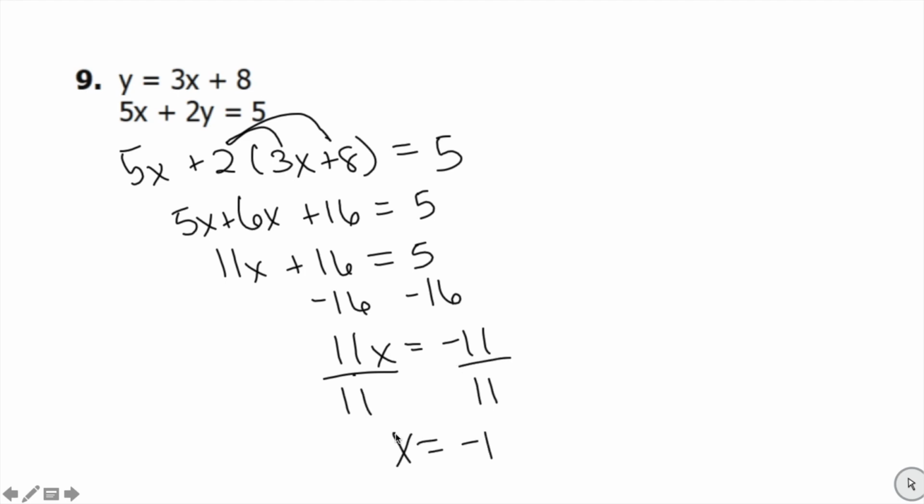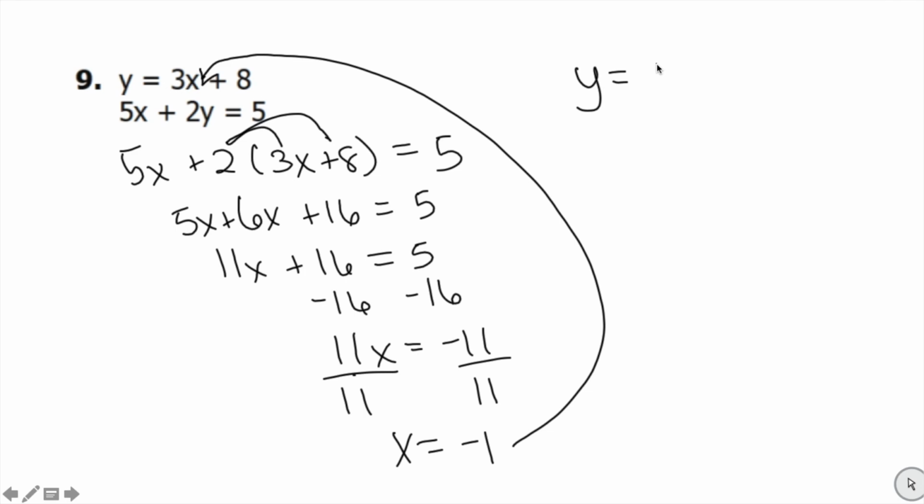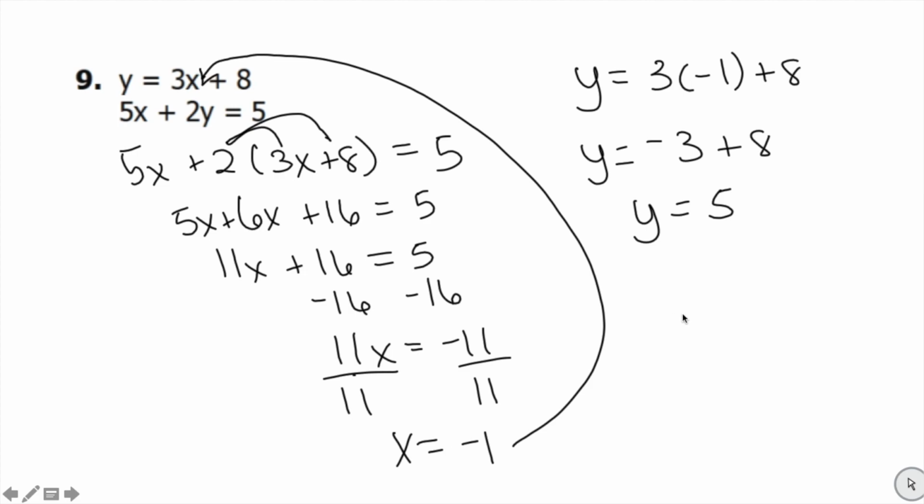X equals negative 1. Take that, plug it back into here. So y equals 3 times negative 1 plus 8, which is negative 3 plus 8, which turns into a positive 5. So our solution is negative 1 comma 5.